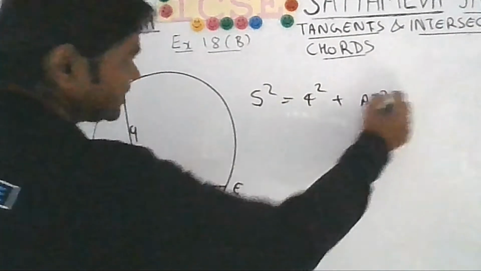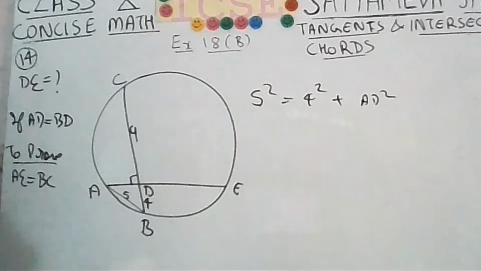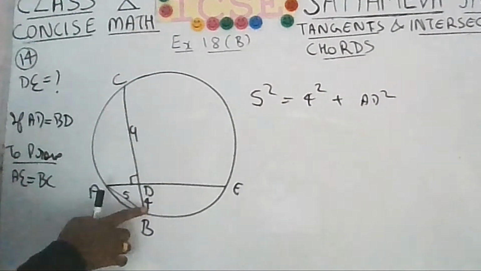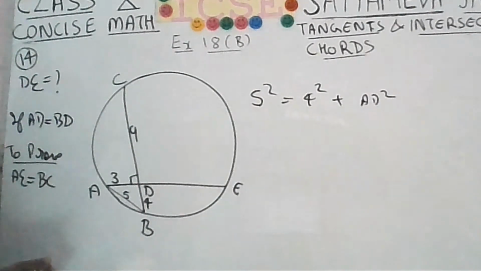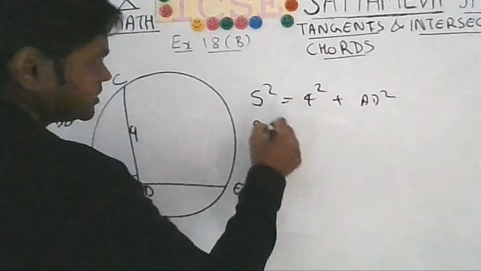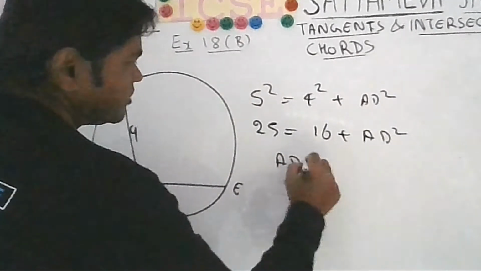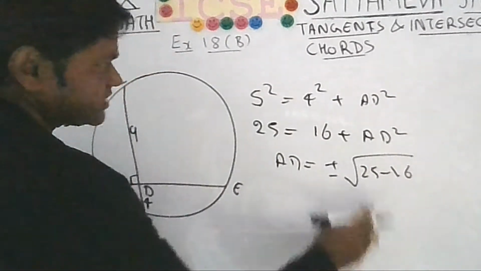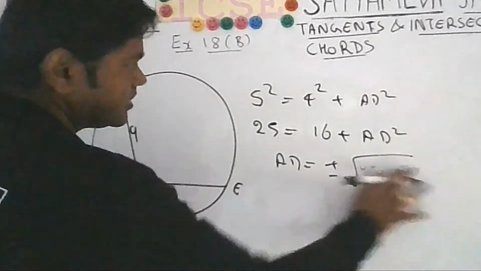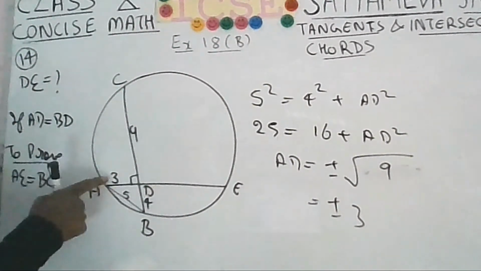If you do not remember the Pythagorean triplet, in the last video also I was referring to this Pythagorean triplet. If hypotenuse is 5 and this side is 4, automatically you should write 3 here. But if you do not know the Pythagorean triplet, then you can apply the Pythagoras theorem and work it out for yourself. So this will be 25, equal to 16 plus AD square. So AD will be equal to plus minus under root 25 minus 16. 25 minus 16 will be 9. So you will get plus minus 3.